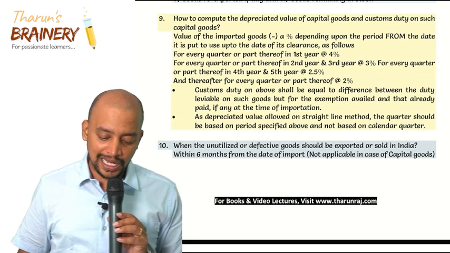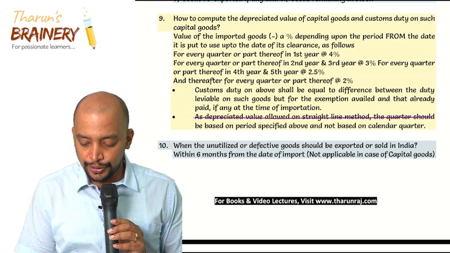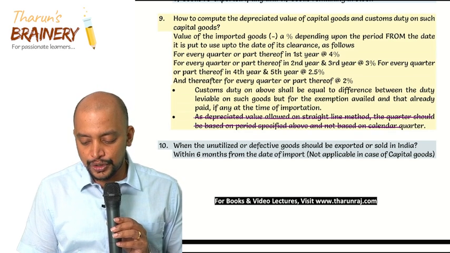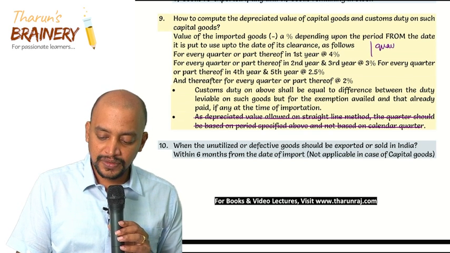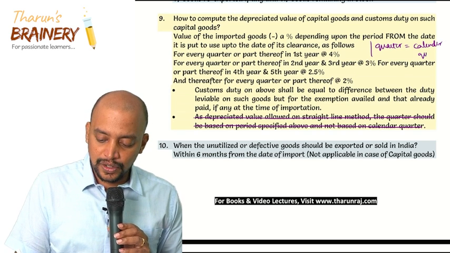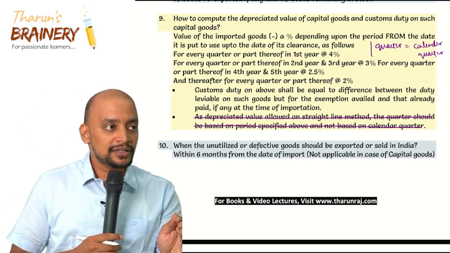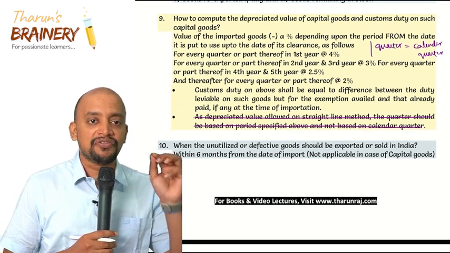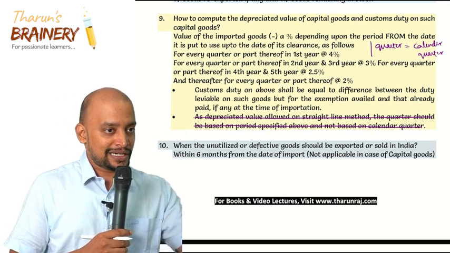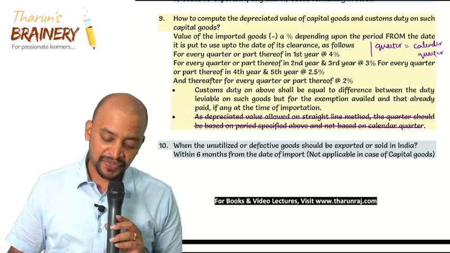So kindly make one correction here. This point you remove. This depreciation should be based on calendar quarter. So here quarter refers to calendar quarter. Calendar quarter means, like suppose if it is April 15th, then count April, May, June as one quarter. Suppose if it is June 25th, count April, May, June as one quarter. In that calendar quarter, any one day it comes, you count that as one quarter.